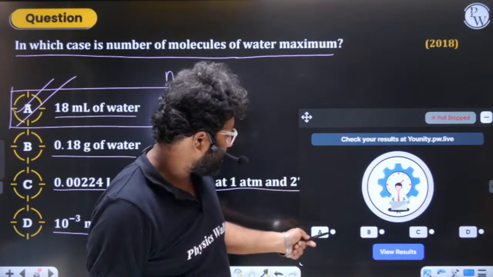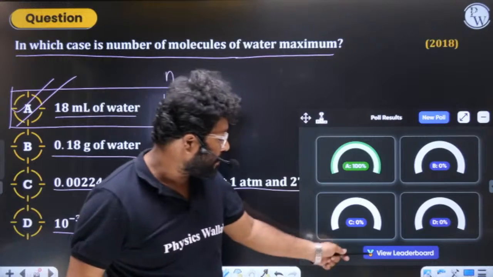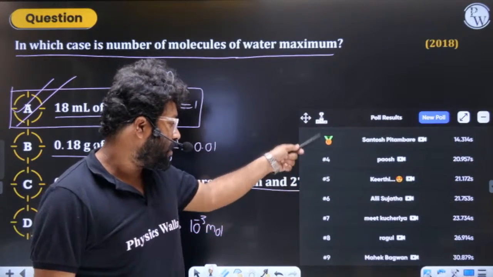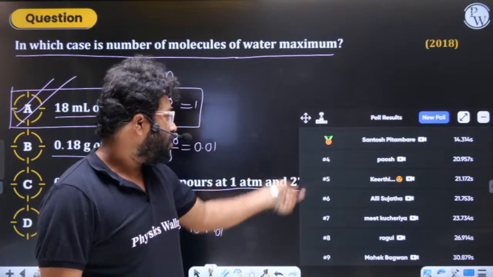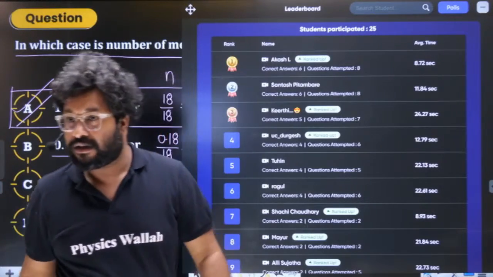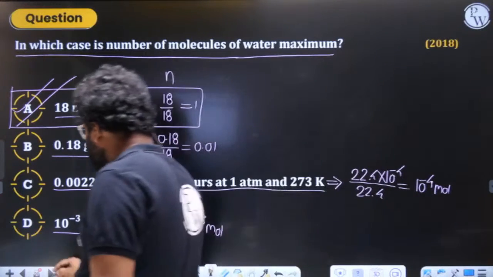How many of you have answered it correctly? Let's see. 100% people have answered it correctly. Fantastic. Akash, Durgesh, Santosh, Push, Kirti, all, Meet, Ragul, Mehak. All of you have answered it correctly. Very good. Fantastic. Okay, chalo then. Moving ahead to the next part.